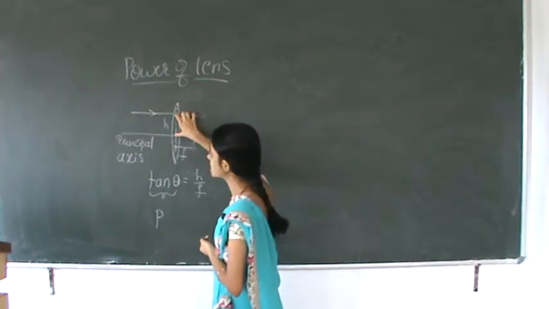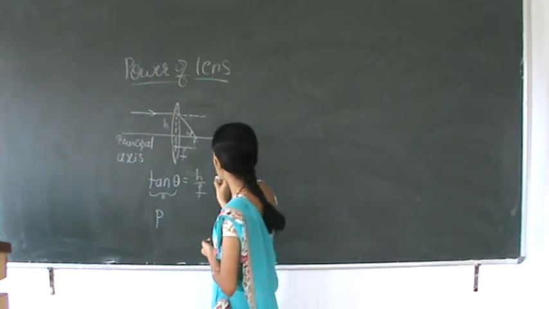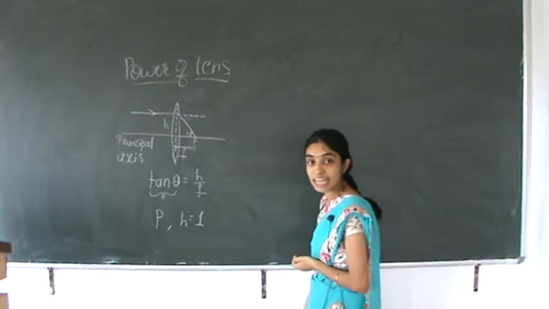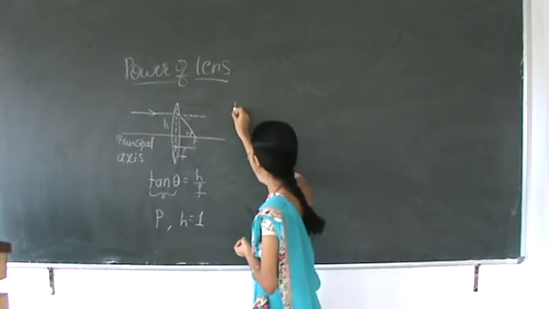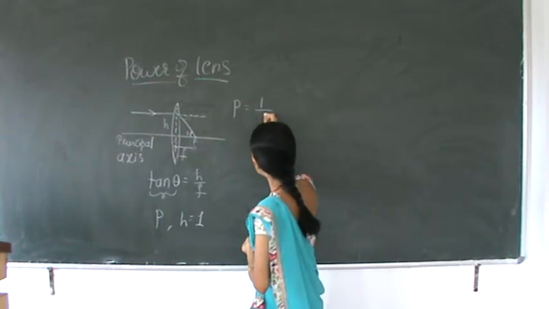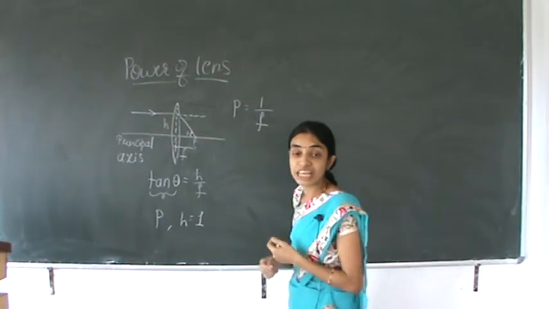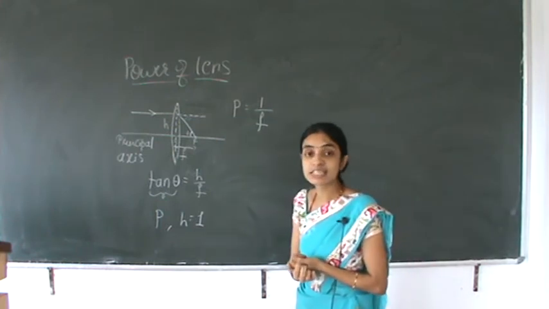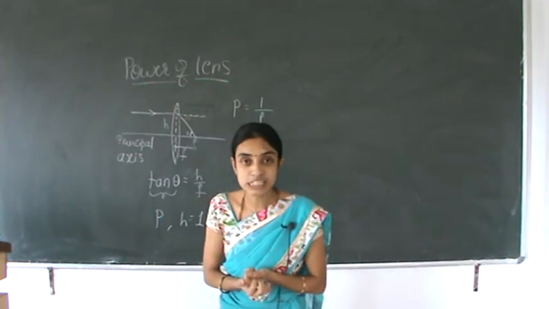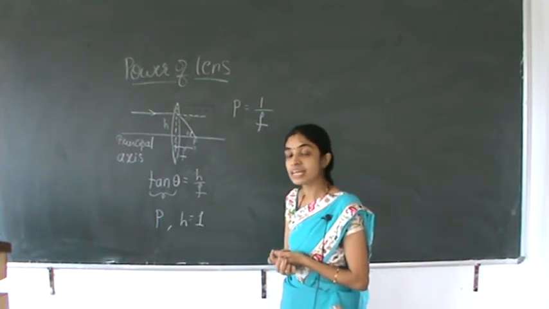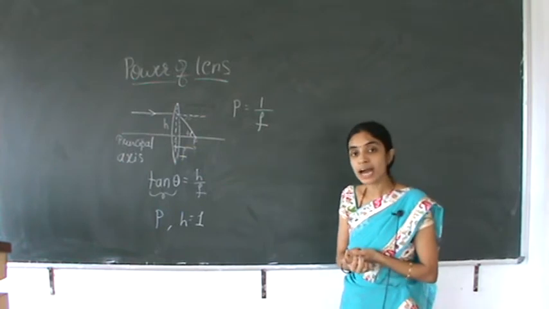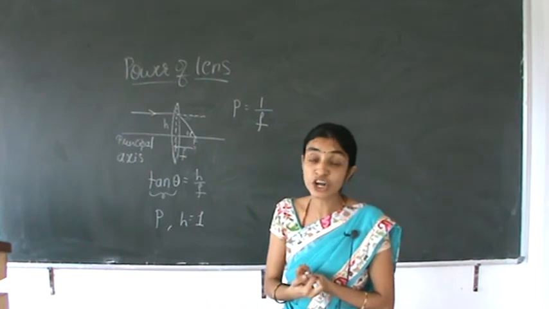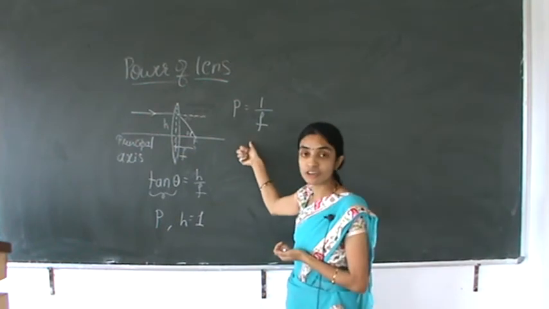Here the distance should be a unit distance, that is, the h value should be equal to 1. So the power of lens will be the reciprocal of the focal length of the given lens. Power of lens can also be defined as the reciprocal of the focal length of the lens. You may be asked to find the power of lens. If the focal length of the lens is given, you can directly find the value of power.